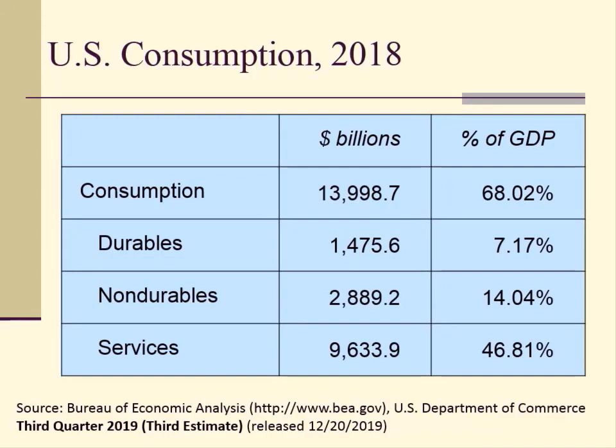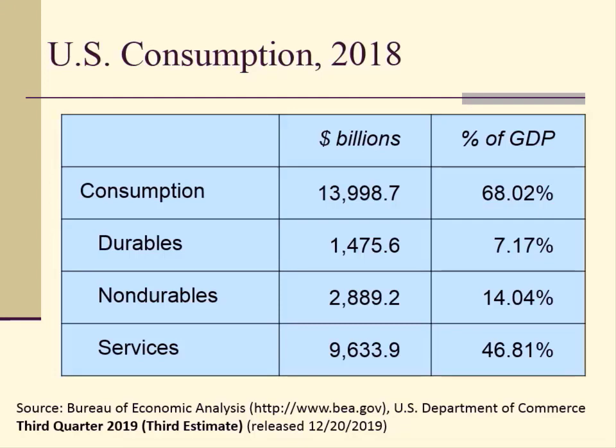And this table shows US consumption in 2018 and divides the consumption into three components. So the total consumption in 2018, according to the Bureau of Economic Analysis, was $13.9987 trillion. As a percent of total GDP, that was approximately 68.02% of GDP. And durables consisted of 7.17% of GDP, which was approximately equal to $1.4756 trillion.